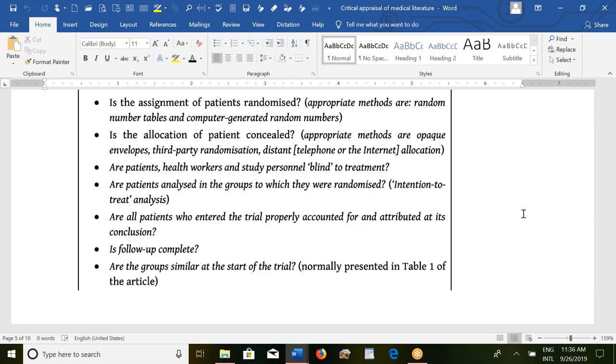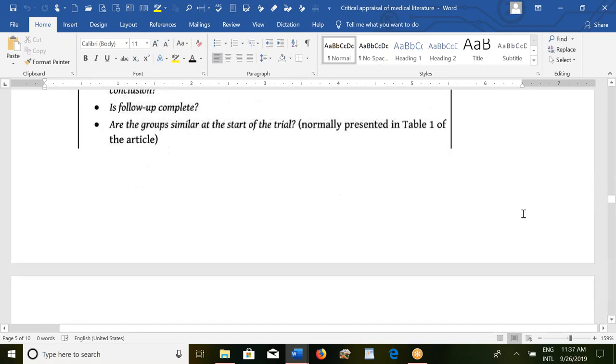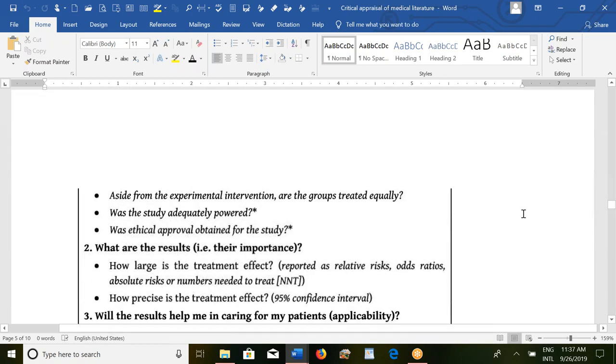Then, are the groups similar at the start of the trial? Okay, so this will be given in the first table. If the groups are not similar, like you want to see the effect of aspirin in prevention of preeclampsia, and you have taken two groups. One group has ladies between 15 to 20 years of age, and then you have a second group who are between 25 to 35. As you know, preeclampsia is more common at the extremes of age, in the very young and in the very old. So the groups are not the same, right?